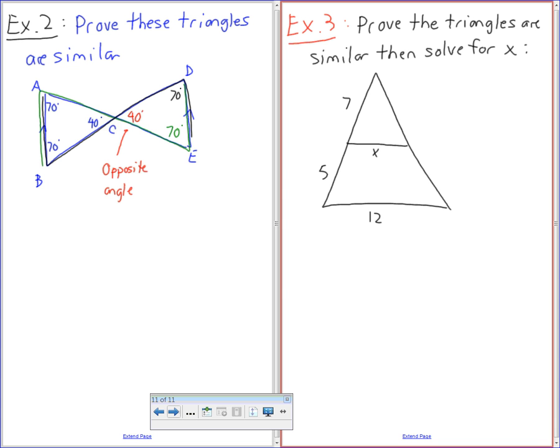So if the angles are the same in both triangles, then what happens if it's congruent? Okay, good question. Going back to example 2, what would have to make that congruent? What would I need to know that to be congruent? One of the sides then, okay?